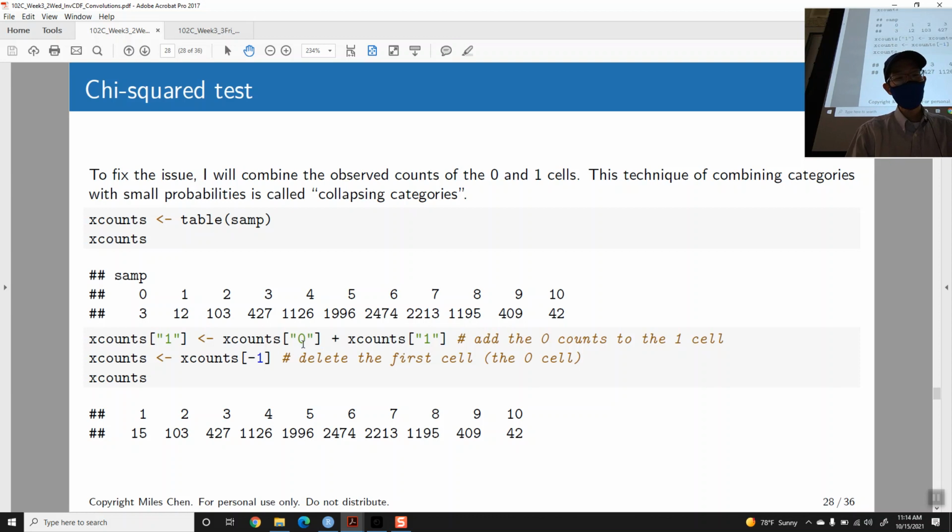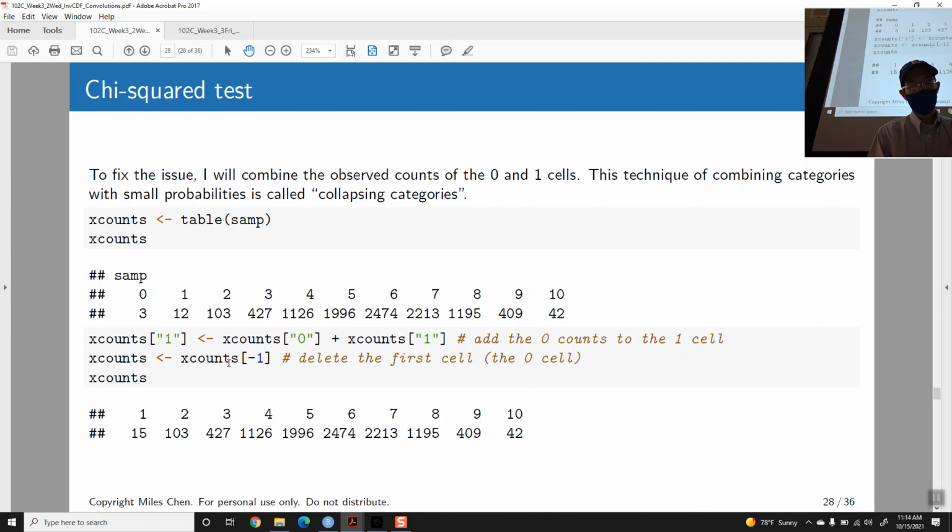We have to put quotes around the 0, otherwise if you try to subset using the integer 0, you get a 0 length vector, which is not what we want. We want to take the cell associated with the name 0. So we're going to say, give me the counts in cell 0, add them to the counts in cell 1, and store that in counts 1.